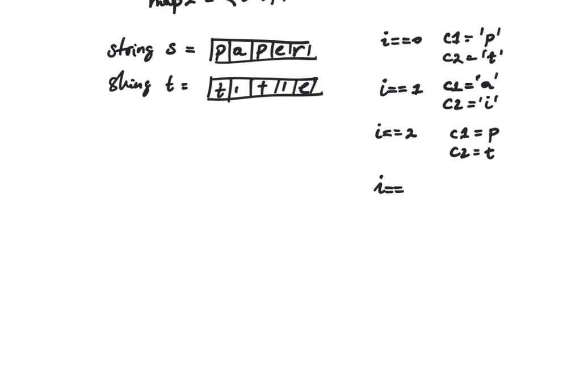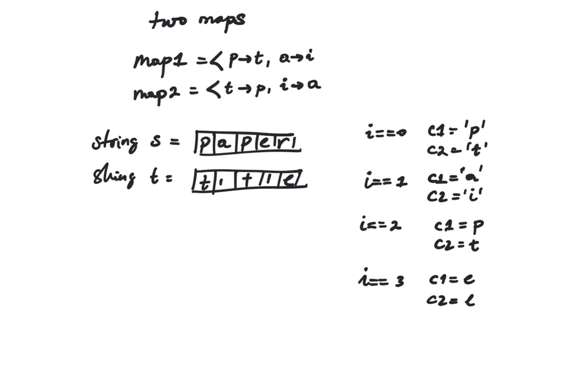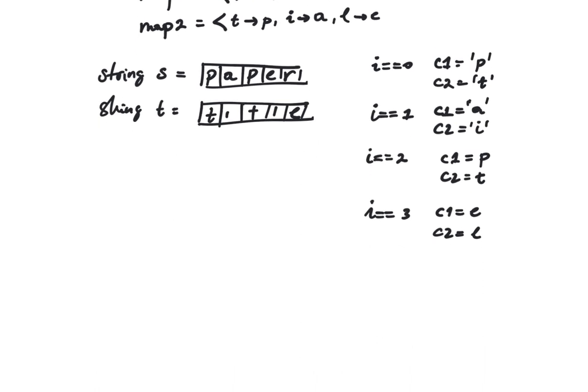I equal to 3, C1 is equal to E, and C2 is equal to L. These two characters are not present, so what we do is we map E to L, and L we map to E. Okay, so once we do that, we check. Now we go to the next character.